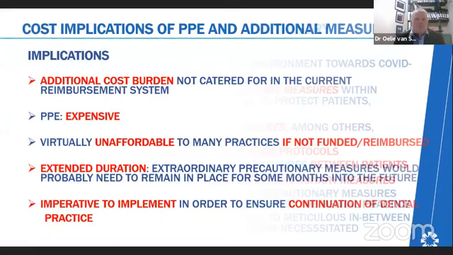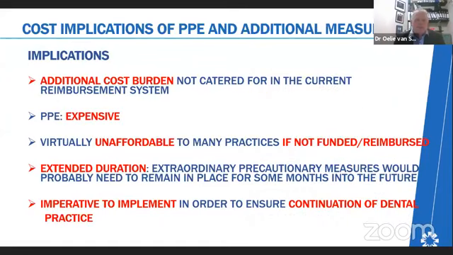So just to summarize, in terms of the implications, suddenly practices are faced with an additional cost burden not catered for in the current reimbursement system. PPE is very expensive, and it is also extremely scarce at the moment. And it's virtually unaffordable to many practices if not funded or reimbursed, either in the form of funders or by patients or by a combination of both.